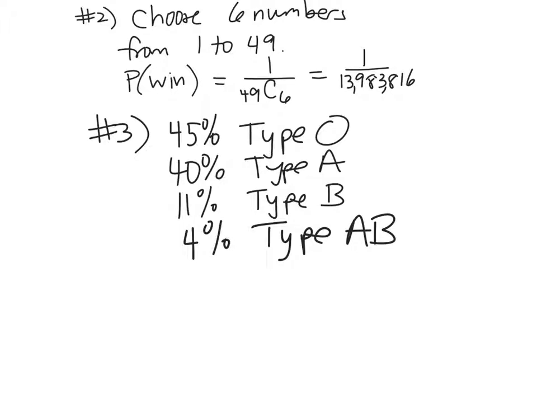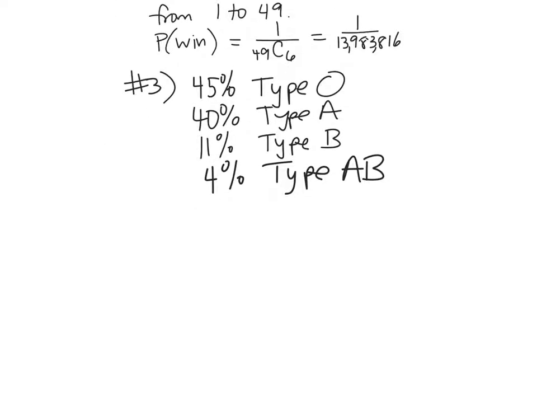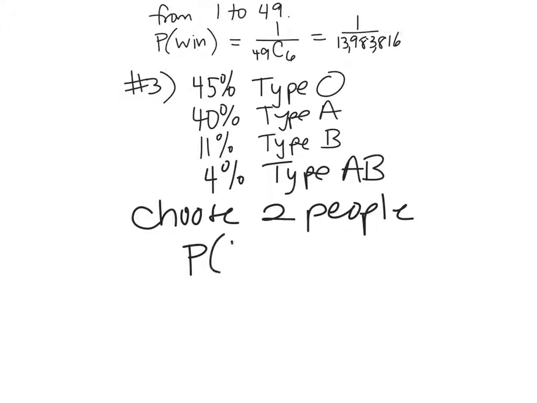Now, here we go. What is the probability? We are going to choose 2 people at random. What is the probability that they both have type O? Yes. So does that mean we're going to multiply because it's both? Exactly. Yes. So the probability of O and O means you take your probabilities and you multiply them together. That's exactly right. So the probability of O is 0.45.